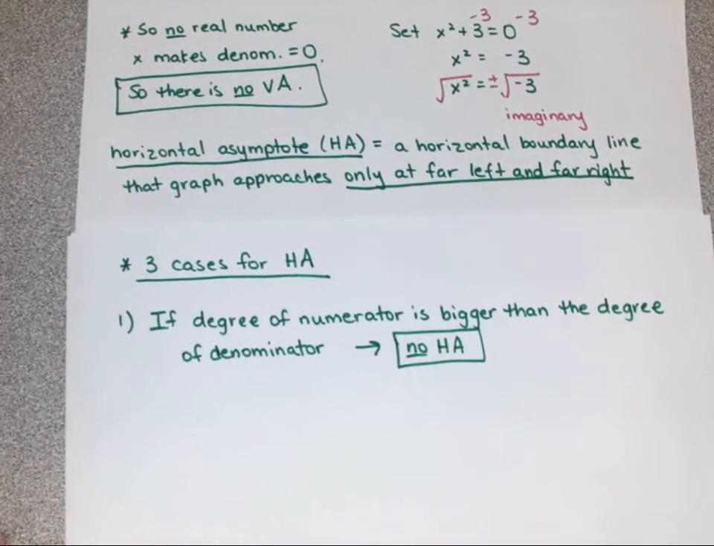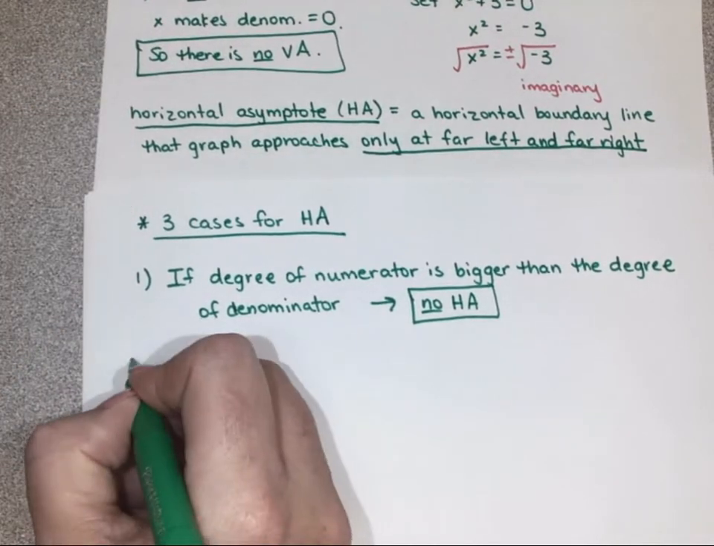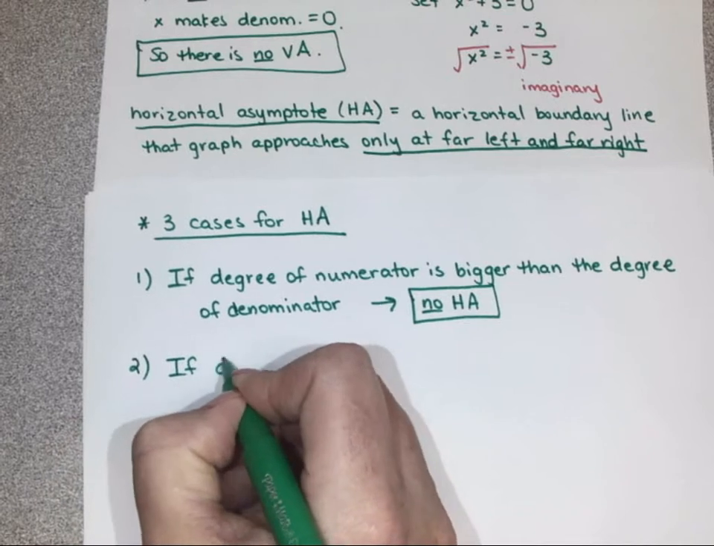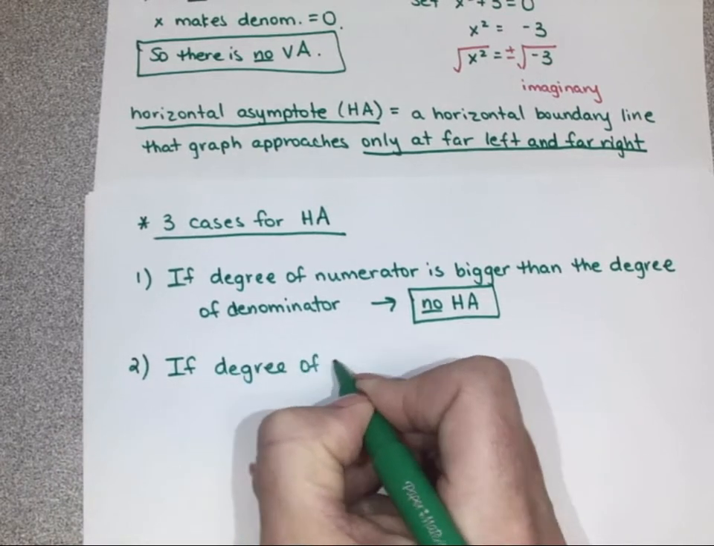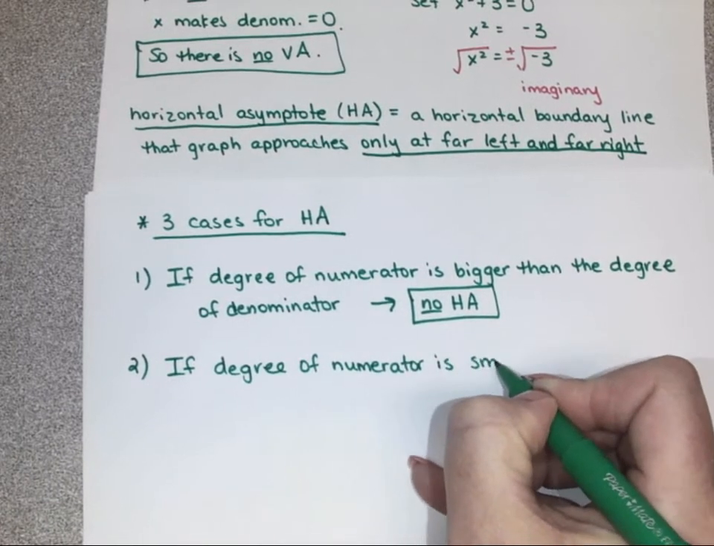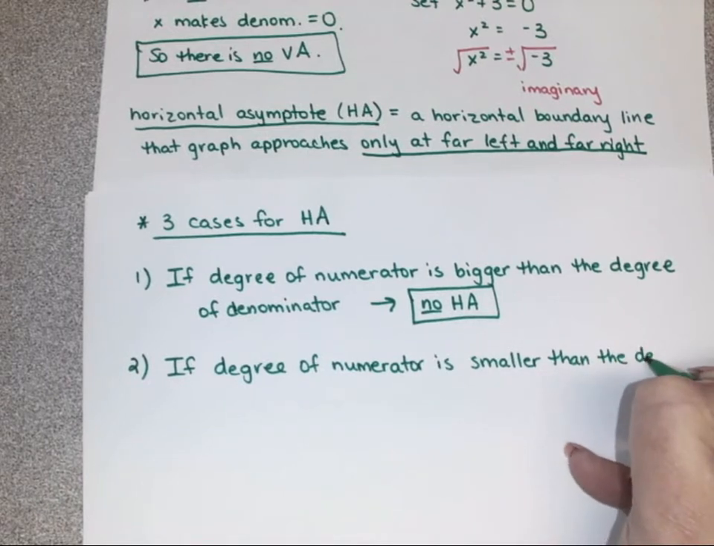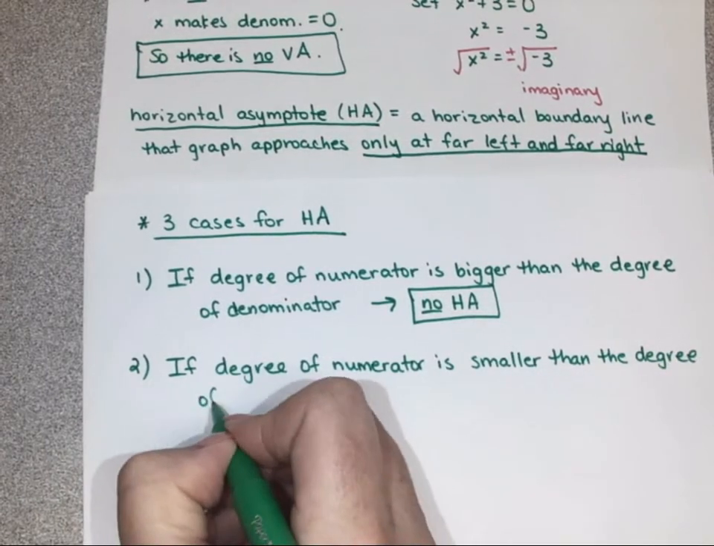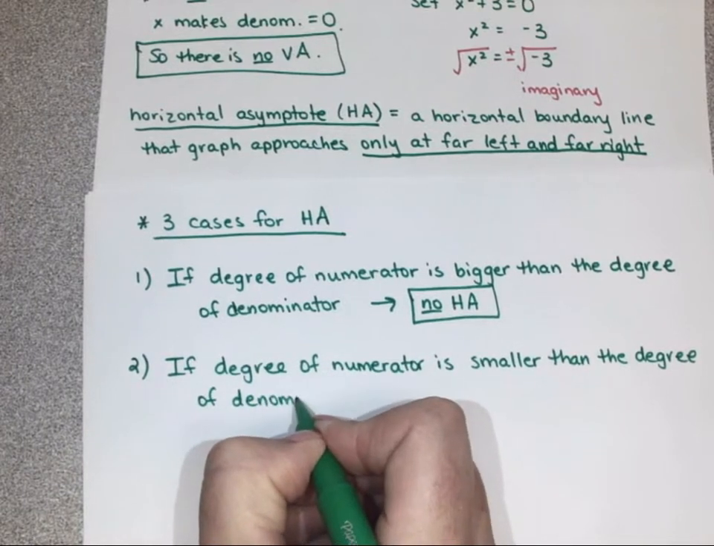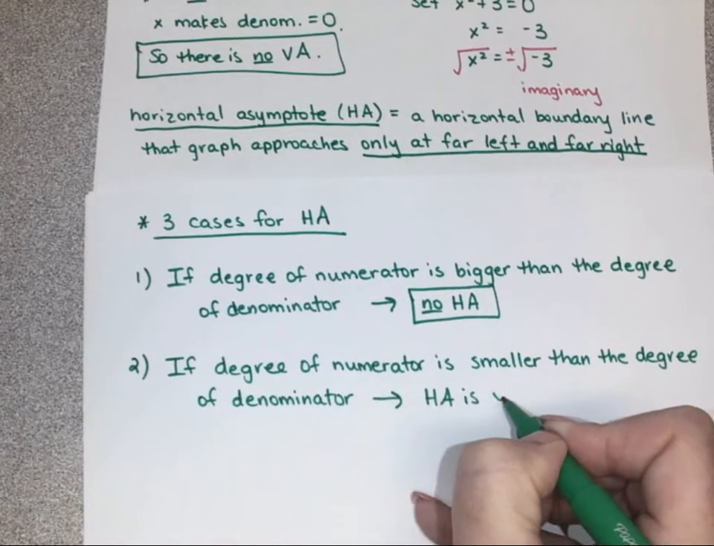So if you have like a 4th power over a 3rd power, or a 5th power over a 1st power, anything where the top power is bigger than the bottom power, then there's not going to be any horizontal asymptote at all. What if the opposite is true? So what if the degree of the numerator is smaller than the degree of the denominator? If that happens, then the horizontal asymptote is y equals 0.